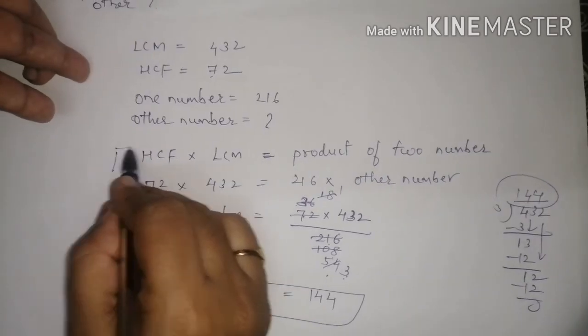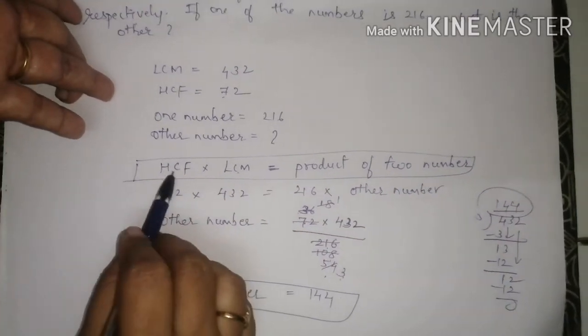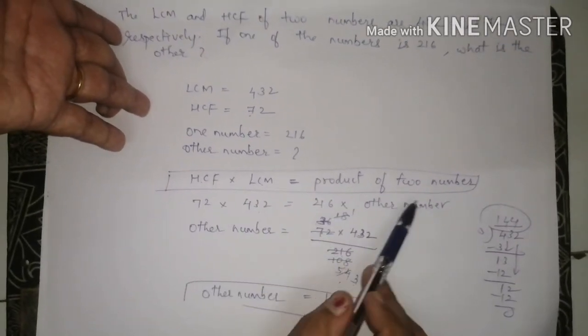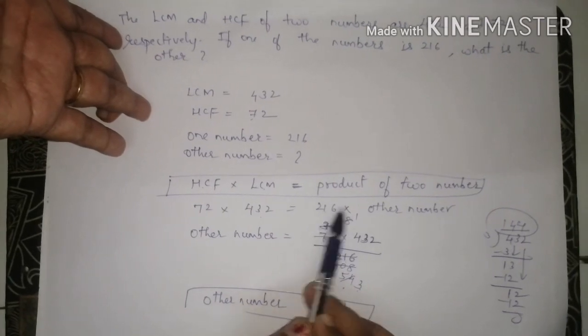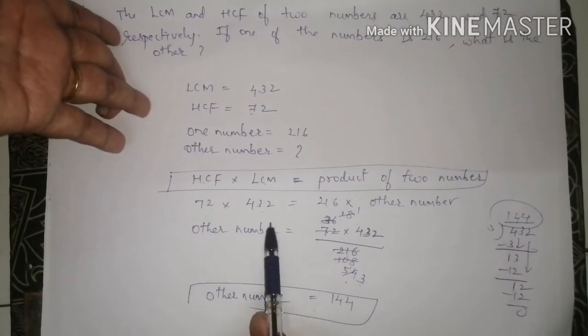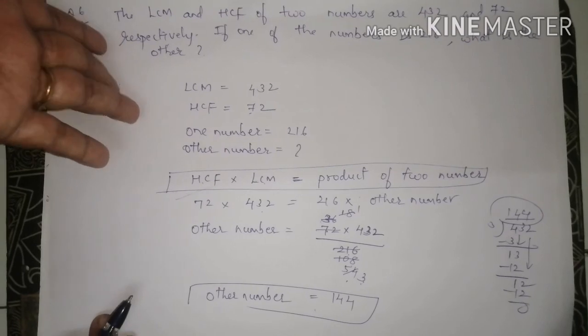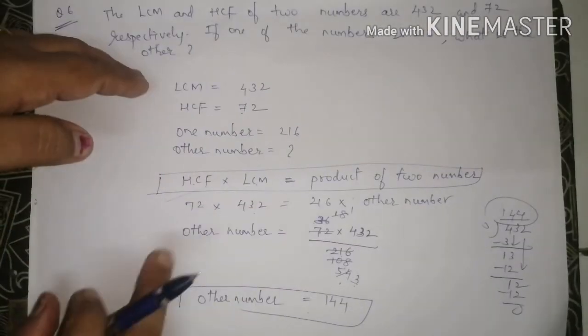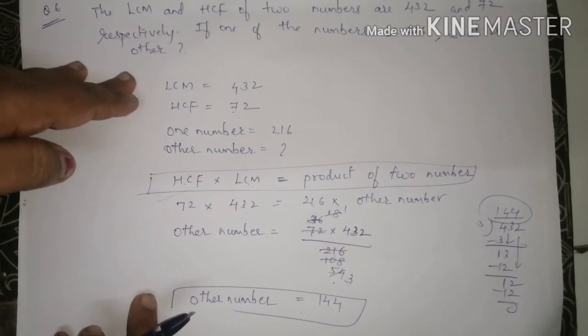So remember this formula by heart. If HCF and LCM are given, and one of the two numbers is given, the other number we have to find out in this way by using this formula. So we have completed questions 4, 5, 6 of practice set 14.